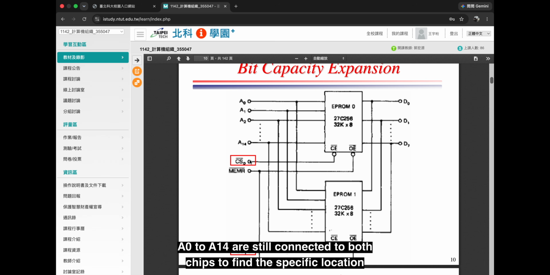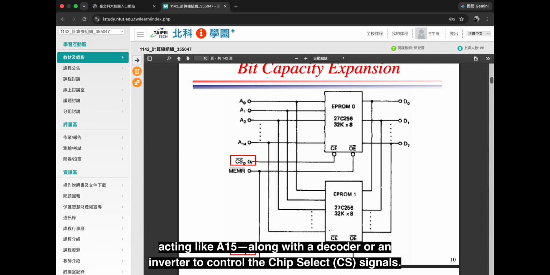A0 to A14 are still connected to both chips to find the specific location within the 32K space. However, we use a high order address line, in this case acting like A15, along with a decoder or inverter to control the chips' select signals.